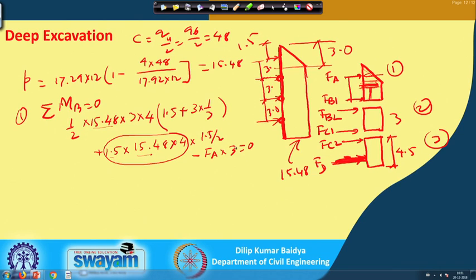that will be 0, and based on that I will get F A equal to 100.6 kilonewton. Okay. And if you get F A, then I will get F B 1. F A plus F B 1 will be equal to the summation of this triangle diagram.